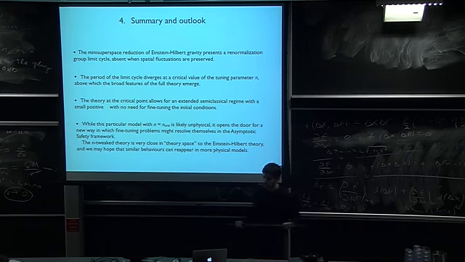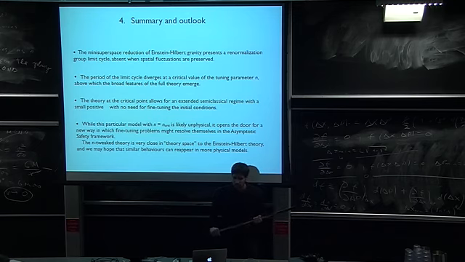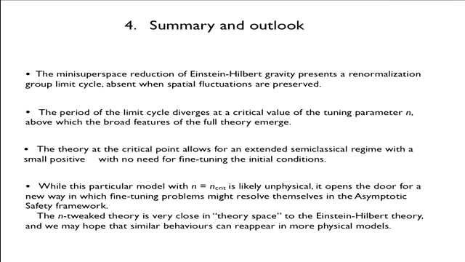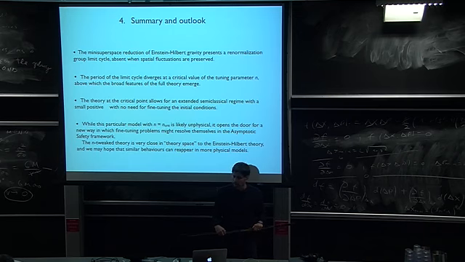we have studied the minisuperspace reduction of the Einstein-Hilbert gravity, and we have computed beta functions for g and lambda. We see that it has a limit cycle. That is a novel feature that does not appear in the full theory, and we can study how this limit cycle changes with this parameter n, which measures in how many dimensions we truncate, we suppress the fluctuations of the conformal factor.